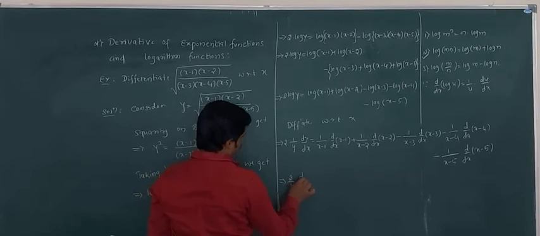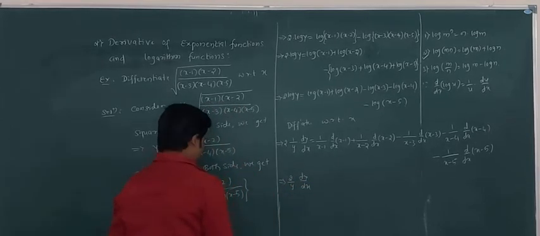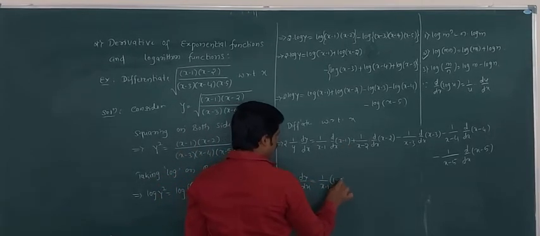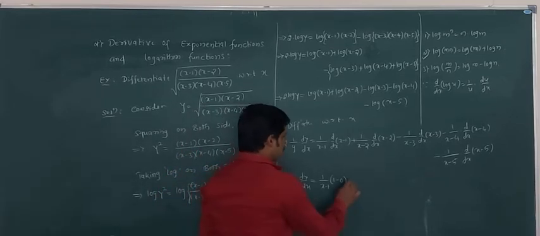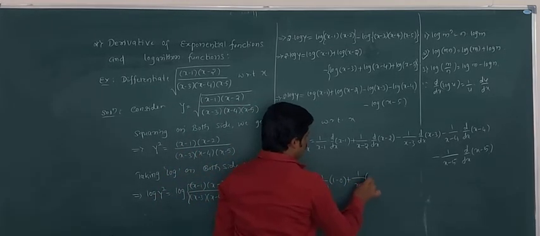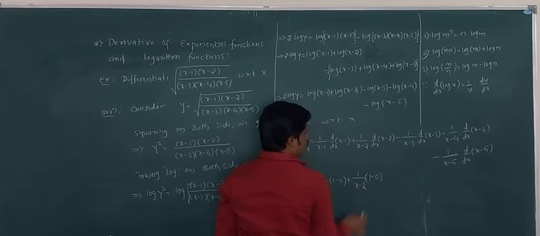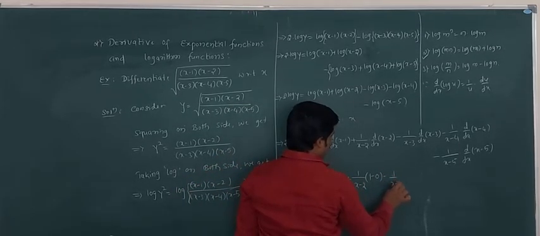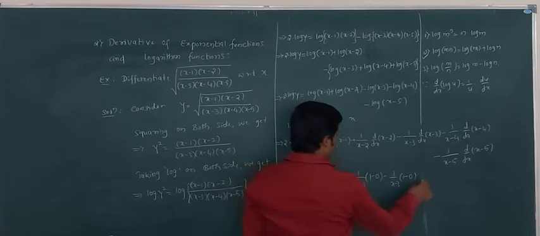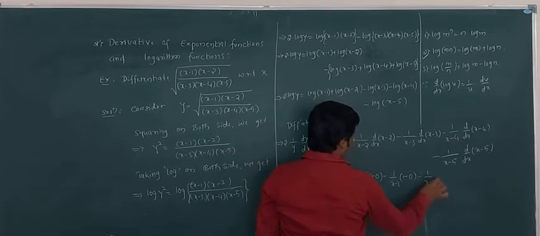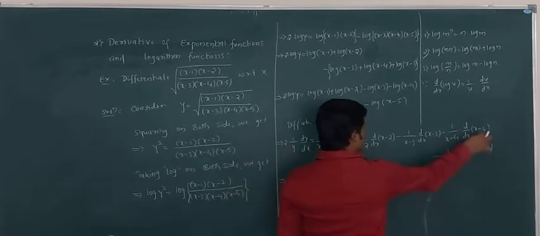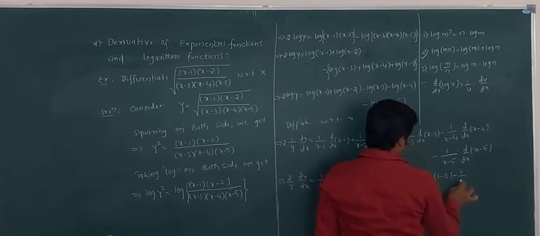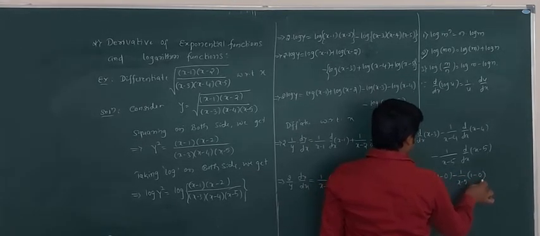2 by y into dy by dx is equal to 1 by (x minus 1) as it is. Differentiation of x is 1 and differentiation of a constant is 0, plus 1 by (x minus 2), differentiation of x is 1, minus 0, minus 1 by (x minus 3) into (1 minus 0), minus 1 by (x minus 4) into (1 minus 0), because differentiation of x is 1 and of 4 is 0, and the last one, minus 1 by (x minus 5) into (1 minus 0).